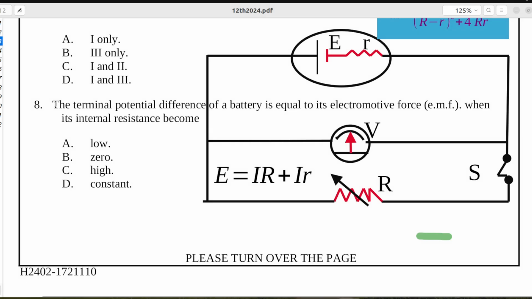Now see question number 8. The terminal potential difference of a battery is equal to its electromotive force when its internal resistance becomes: option A, low; option B, 0; option C, high; option D, constant.